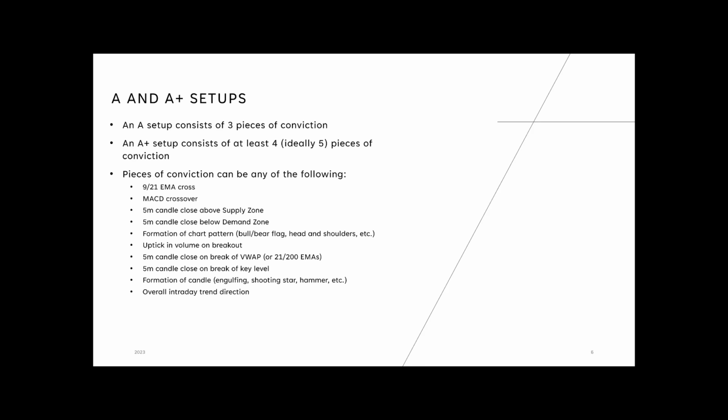So if I find an A setup, which is 4 pieces of conviction, and you can see they're all listed down there. What I consider a piece of conviction is an EMA cross in the direction I'm looking at, so like a momentum shift. I look at the MACD, I'm looking for breakouts of supply and demand zones. I look at patterns, I look at volume, but I'm only concerned with volume on breakouts or significant candles, so that's like engulfing candles. I do like to use VWAP, and I look for breaks and closes below or above VWAP, key levels, all that stuff. So if I can identify 4 or 5 pieces in the direction that I'm looking at, then I like to size according to that.